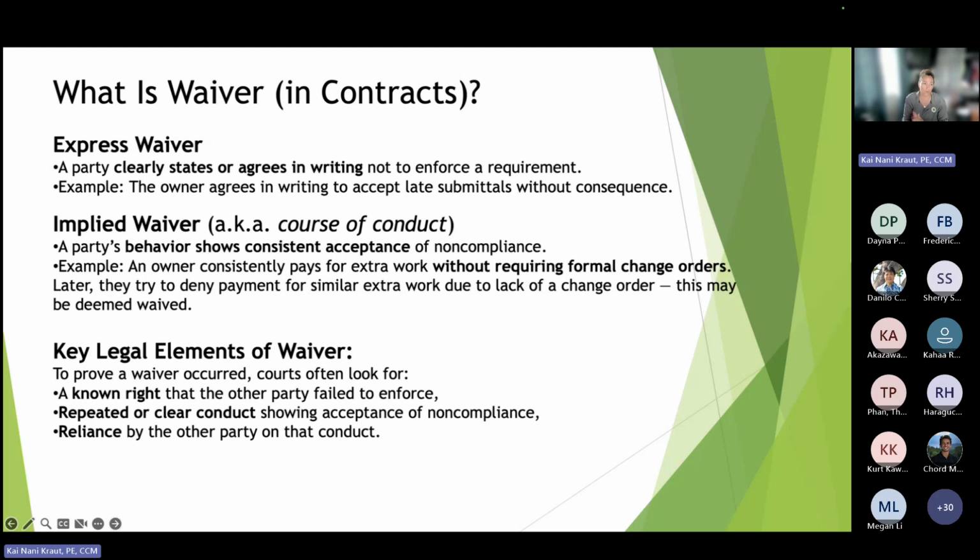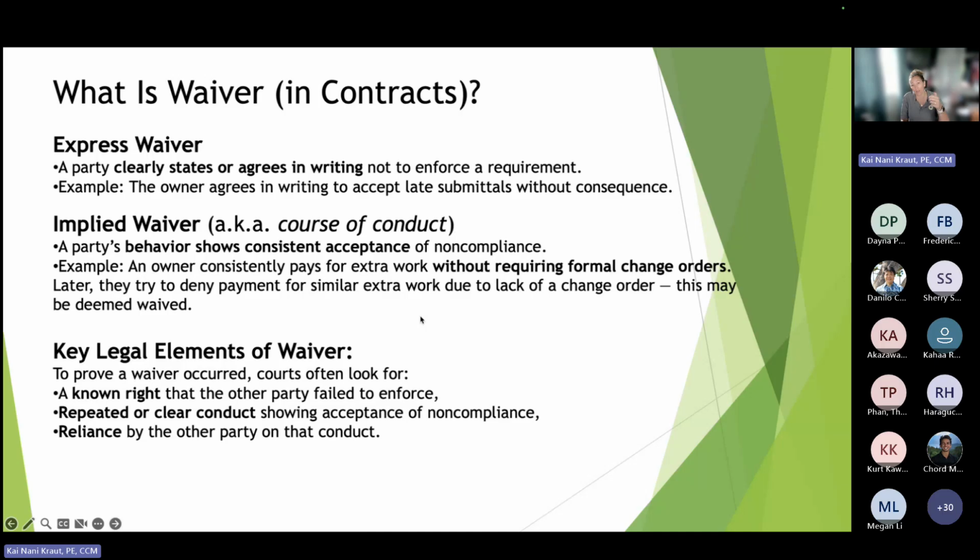What is a waiver? There's an express waiver, an implied waiver, and legal elements of a waiver. Express waiver clearly states that we're not enforcing a requirement. An implied waiver, and this is kind of more, I feel like, where we are with DOT: a party's behavior shows consistent acceptance of non-compliance. An example: an owner consistently pays for extra work without requiring formal change orders. Later, they try to deny payment for similar work. This may be deemed a waiver.